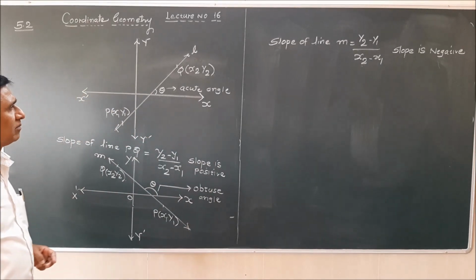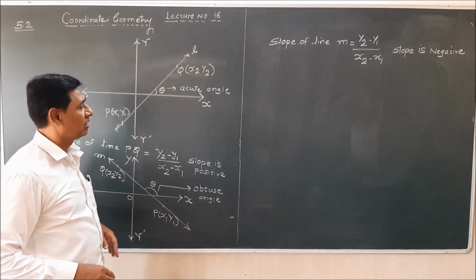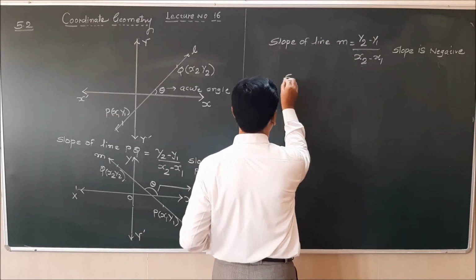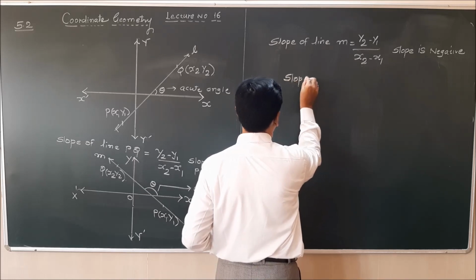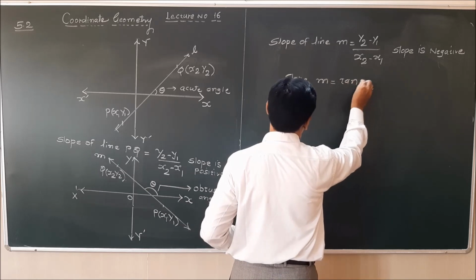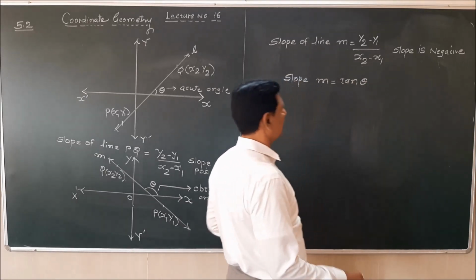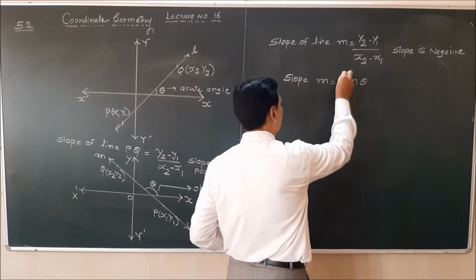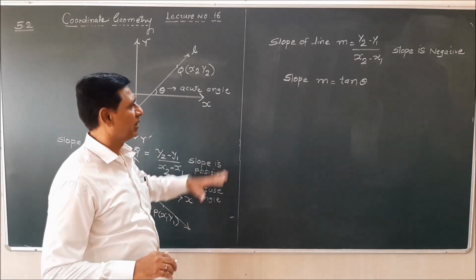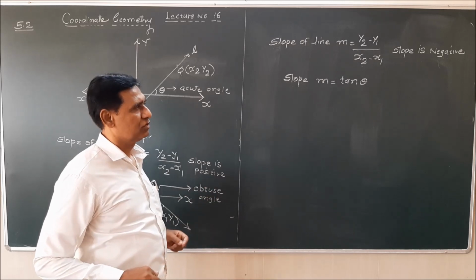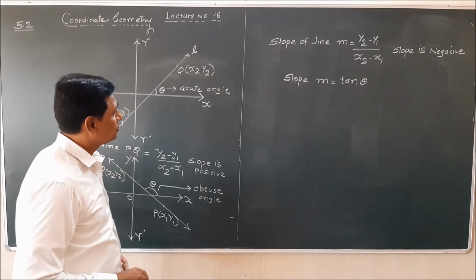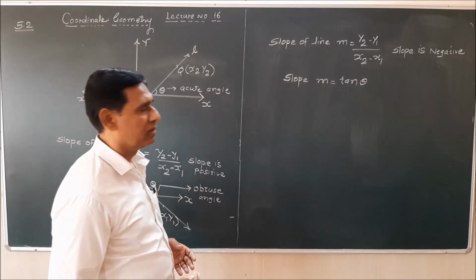Now the next term, slope, is very interesting also. Slope is always denoted by m. So slope m is equal to tan theta. There is no need to prove how it comes to tan theta. Only for your level you have to remember that slope is always denoted by m, and that is equal to tan theta. Now, very important points to remember.